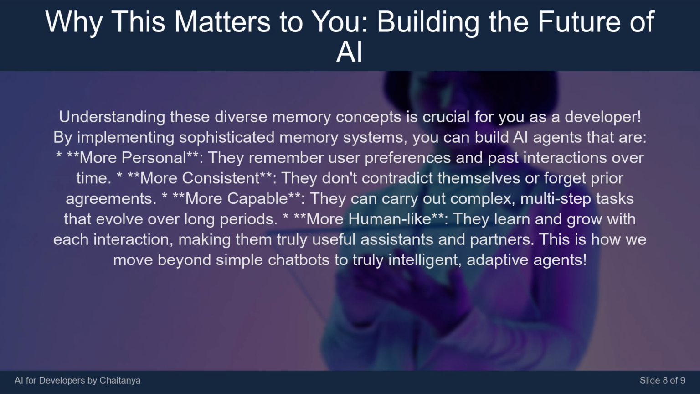By implementing sophisticated memory systems, you can build AI agents that are more personal. They remember user preferences and past interactions over time. More consistent. They don't contradict themselves or forget prior agreements. More capable. They can carry out complex, multi-step tasks that evolve over long periods. More human-like. They learn and grow with each interaction, making them truly useful assistants and partners. This is how we move beyond simple chatbots to truly intelligent, adaptive agents.